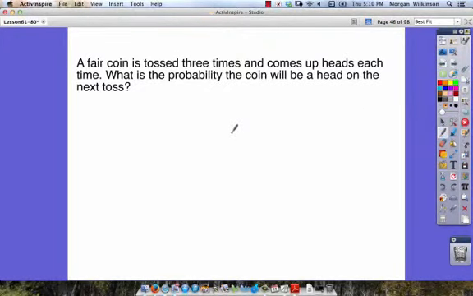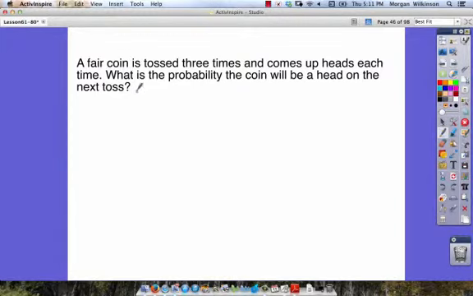The first question says, a fair coin is tossed 3 times and comes up heads each time. What is the probability that the coin will be a head on the next toss? So a fair coin, that just means the coin's not weighted, so it should land on heads half the time and tails half of the time. But this coin, it was tossed 3 times and came up heads each time. Sometimes that can happen. What is the probability the coin will be a head on the next toss?